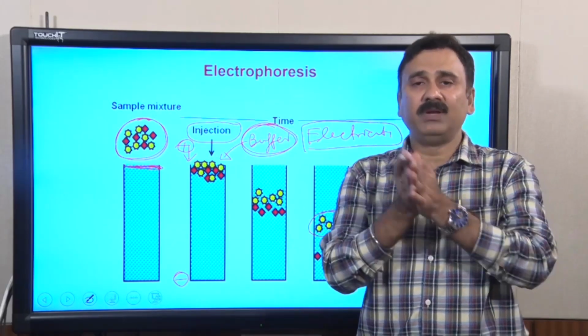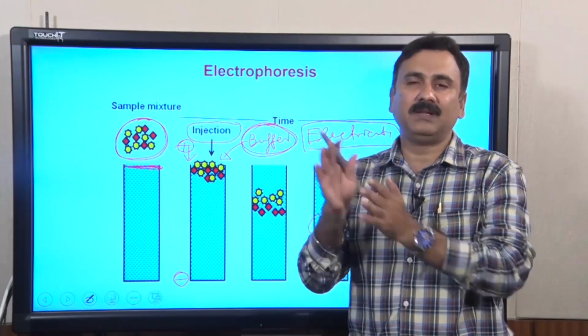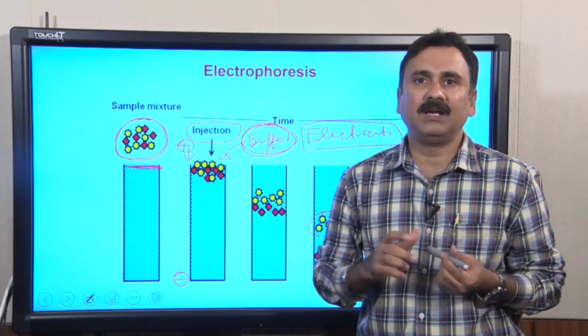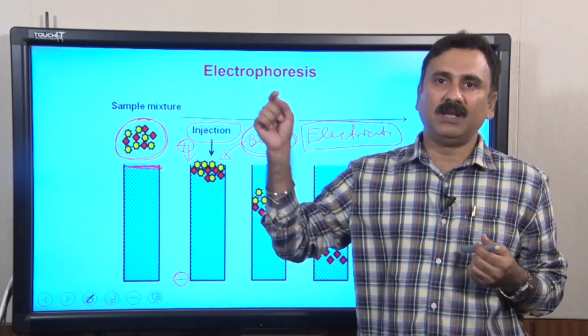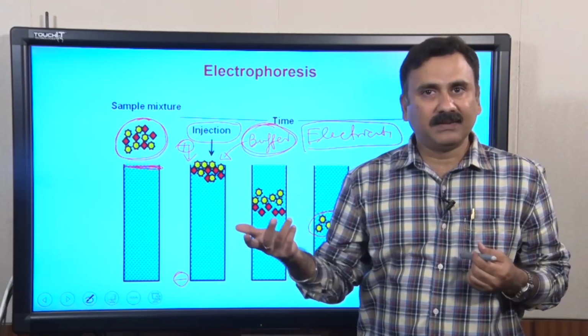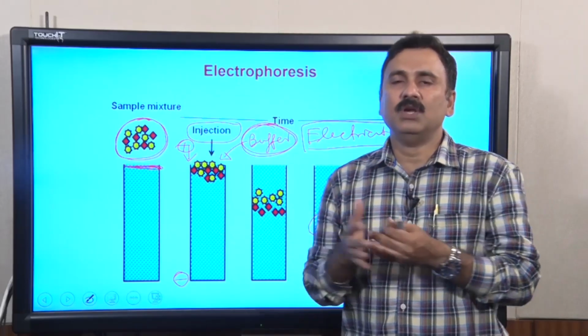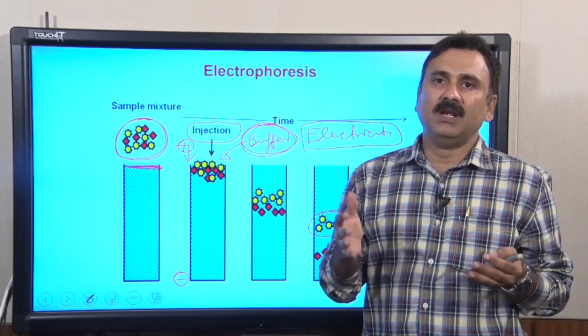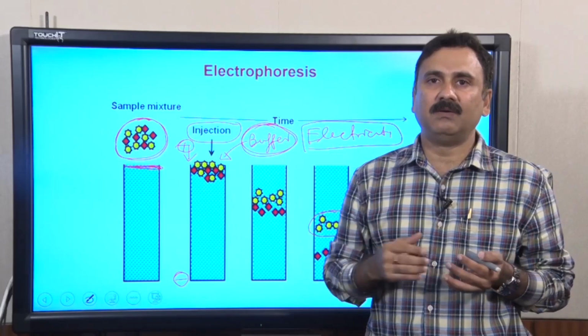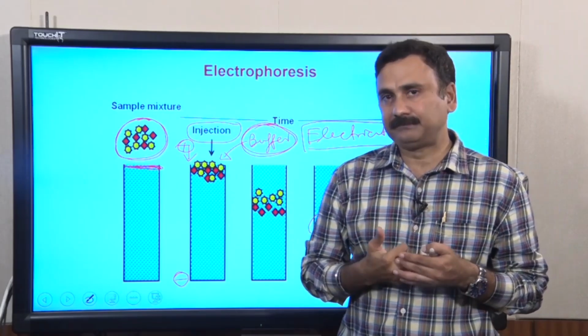The only difference between chromatography and electrophoresis is that in chromatography you are running a buffer to run the samples along the column, whereas in electrophoresis you are running the samples in the presence of the field.